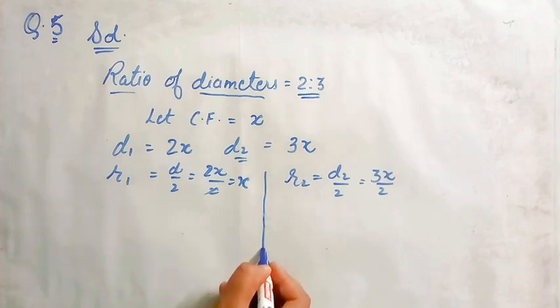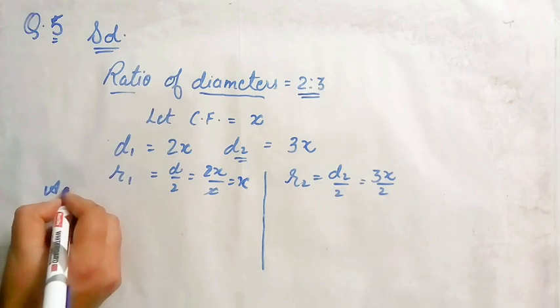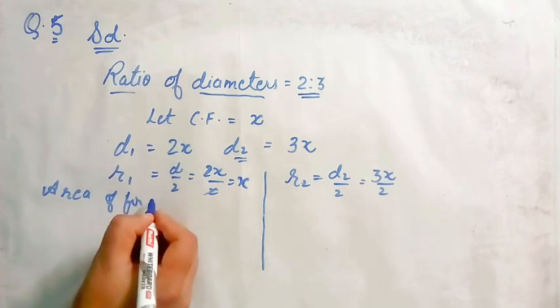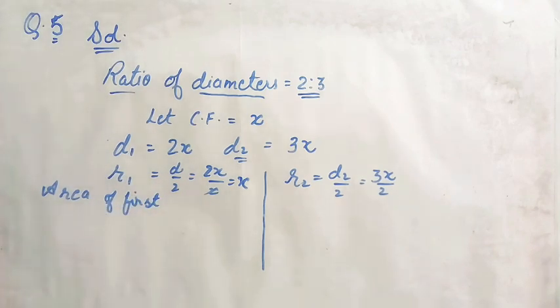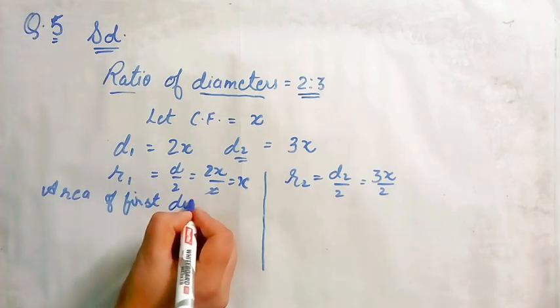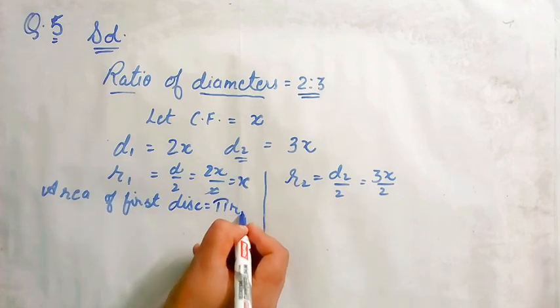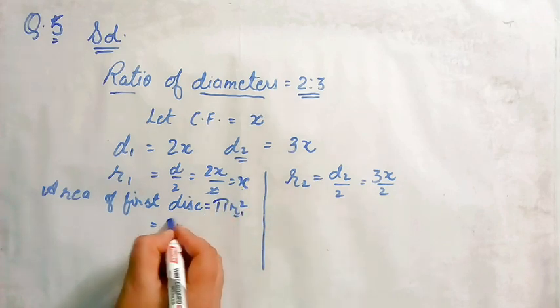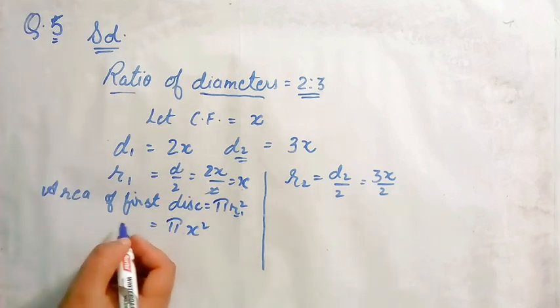Now we have to find out their areas. So the area of the first disc. Because two discs are there, the area of the first disc will be pi r1 square, because r1 is the radius of the first disc. So here r1 is x, so you can write pi x square.